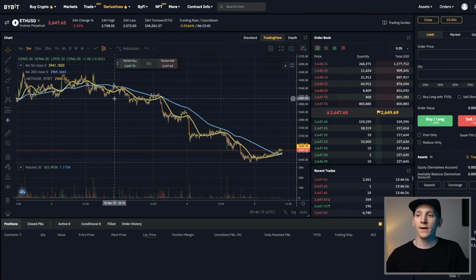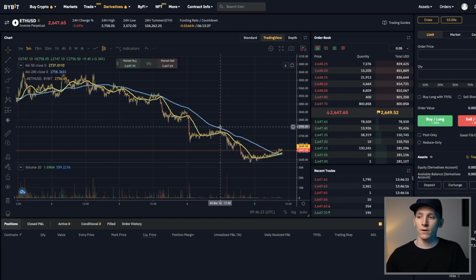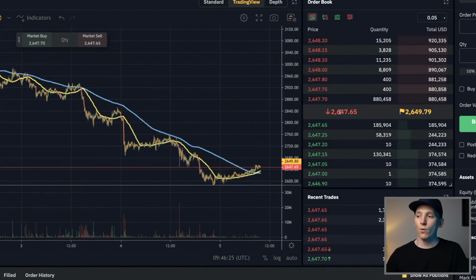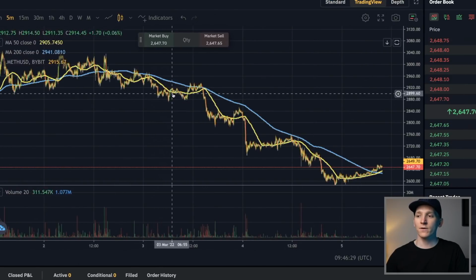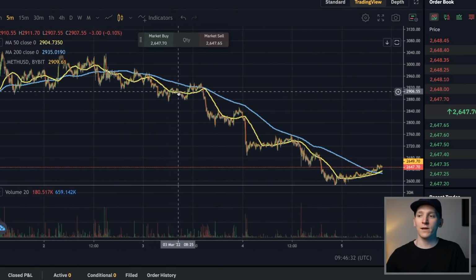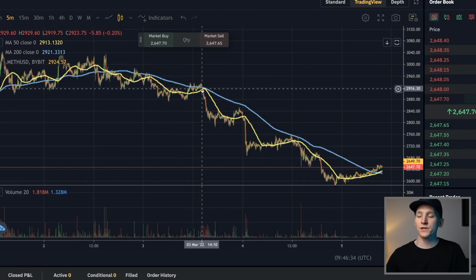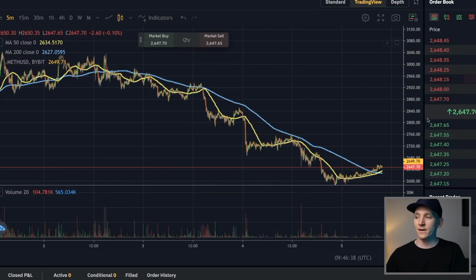What you can see is that the yellow is the shorter and the blue is the longer, the 200 period moving average. What we can also see during this downtrend is that whenever the price consolidates and you get this kind of leveling off of the shorter period moving average, it then kind of reaches a point where it gets sold off again. This is clearly a downtrend.